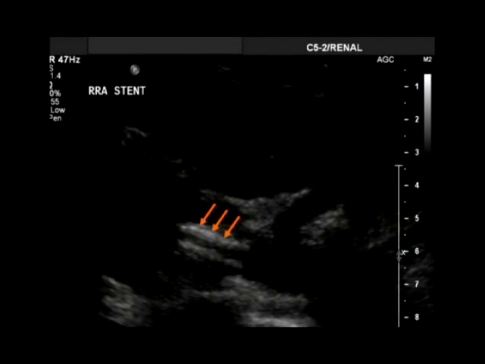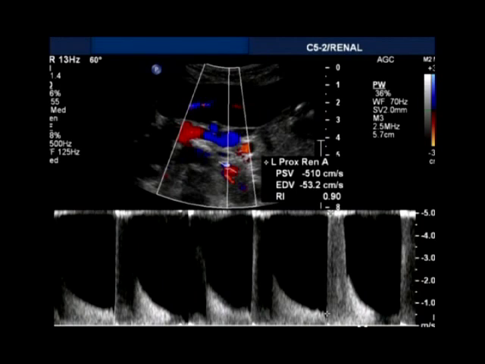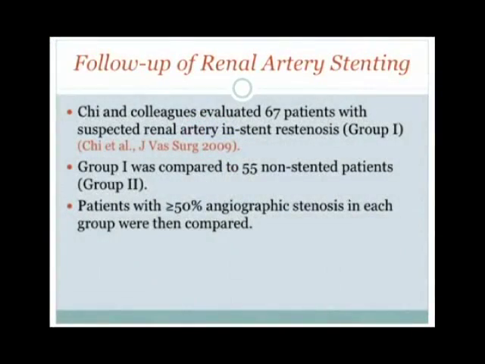Here's an ultrasound image for this one. If I can use this pointer, a lot of times you're unable to really see the stent, but here you do see the stent wall. And these are the velocities that we got through this stent wall. You see that the peak systolic velocity for the stent is actually 510. So what do we use, and what guidelines do we use?